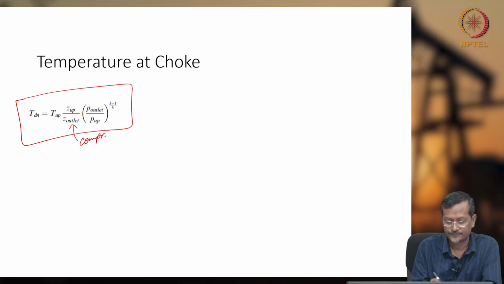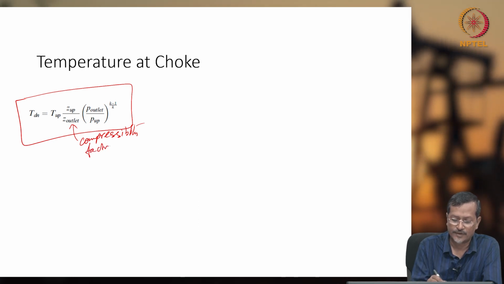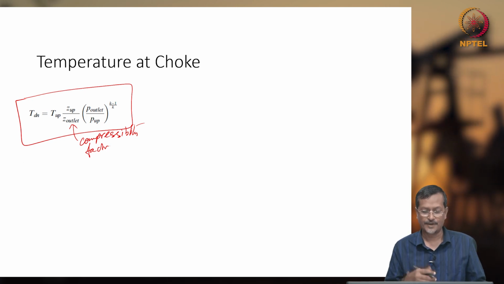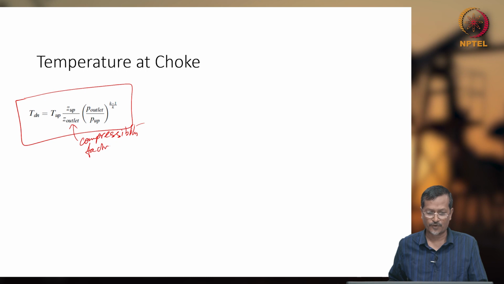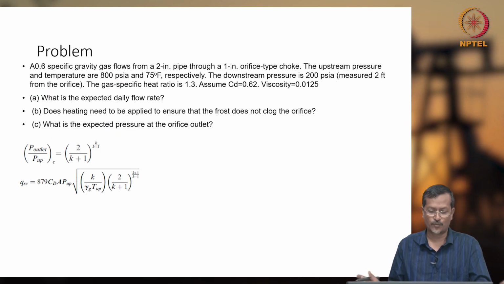Okay, the compressibility factor, and K value you already know, 1.28. So using that we will try to solve one problem with all these formulas. This problem is given in the Guo book.